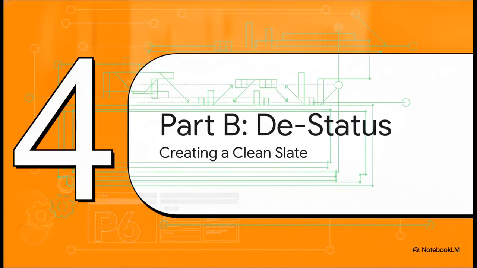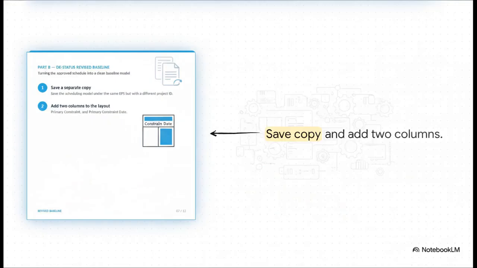All right, Section 4, Part B, de-status the baseline. It's time to create a clean slate. Okay, so once you have that formally approved reality-based schedule in hand, we shift gears directly into the technical execution inside Primavera P6. This is where we take that approved schedule from Part A and transform it into a pristine, functional baseline model. The very first technical moves are straightforward, but they're vital.